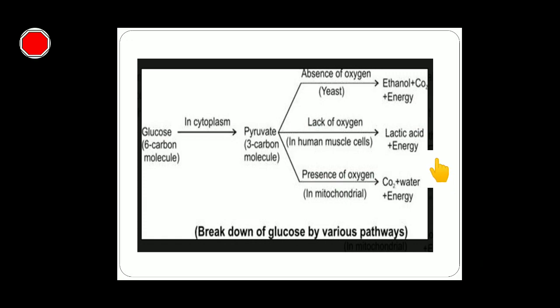If oxygen is absent, then it will convert into ethanol and carbon dioxide with a small amount of energy. Usually it happens in yeast. And if oxygen is present but in very less amount, then pyruvate breaks into lactic acid and a small amount of energy. But if it gets oxygen, then the pyruvate which enters into mitochondria breaks into carbon dioxide and water with a tremendous amount of energy. So this happens with glucose inside the cell. This is the summary and overall view.